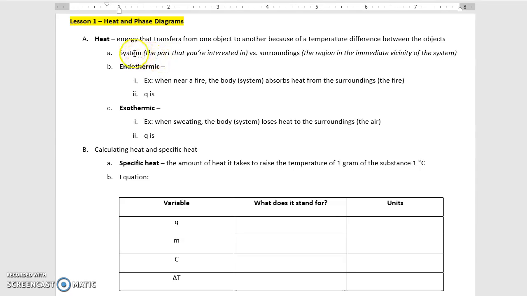We'll be talking a lot this unit about the system, which is the part that you're interested in, versus the surroundings, which is everything that's immediately around the system that we're interested in. That'll make more sense as we start doing problems and labs with this unit.